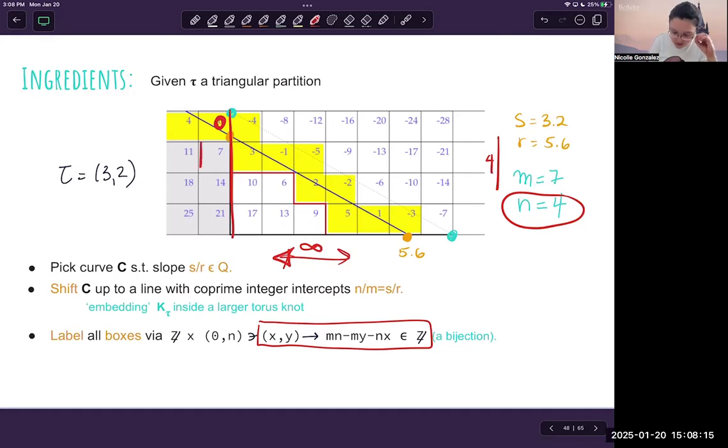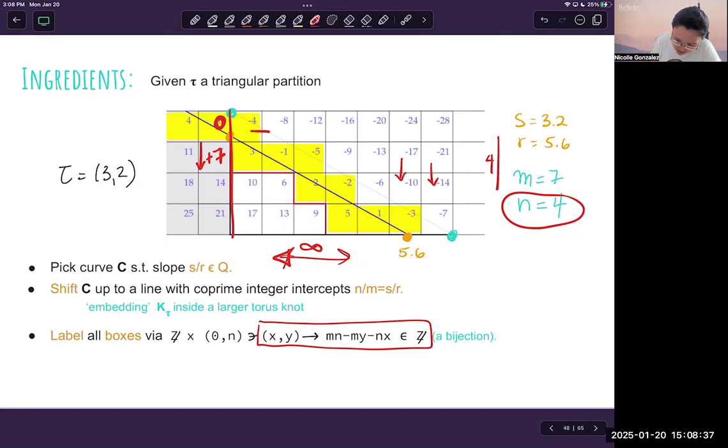As I move down, I want to increase each label by 7. So for example, 0 to 7, 7 plus 7 gives me 14, 14 plus 7 is 21. You increase down by 7. That's true in general: any box is always going to be plus 7 from the box above it as you go down. And then as you move to the right, you want to decrease by 4.